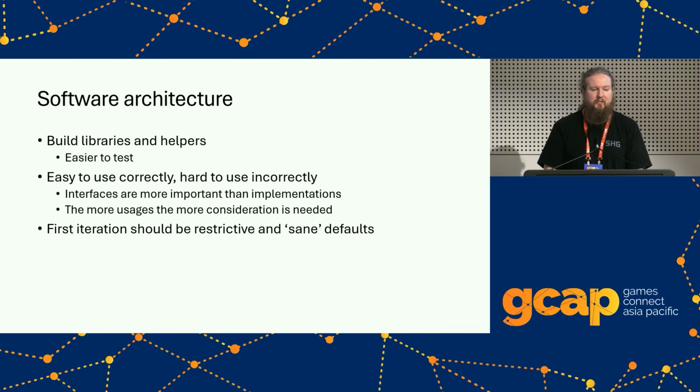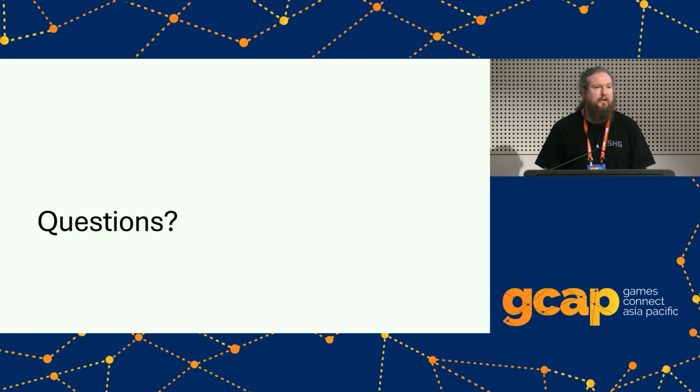So just to recap a lot of that, for software architecture, build libraries and helpers. It makes it much easier to test. Write easy to use, correct interfaces. The interface is often a lot more important than the implementation because you can change that implementation later. But the other thing to consider is the more widely used that your interface is going to be, that's when you really need to consider it. Spend a lot more time on that interface to work out, is someone going to use this incorrectly? And can I work around them, prevent them from using it incorrectly? Now, the old one is focus on sane restrictive defaults to start with. And then on to any questions.